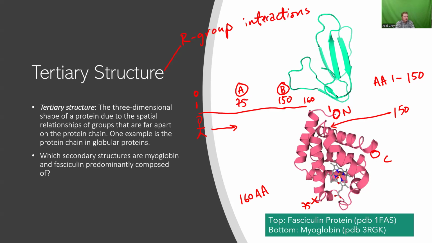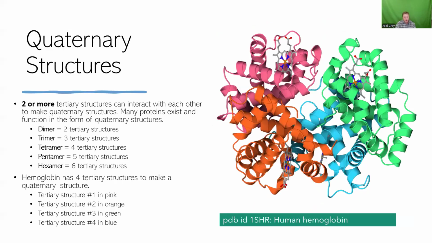Okay. Now, next up, our fourth level of protein structure is also known as the quaternary structure. So quaternary is your fourth level. This is the highest level of protein structure.